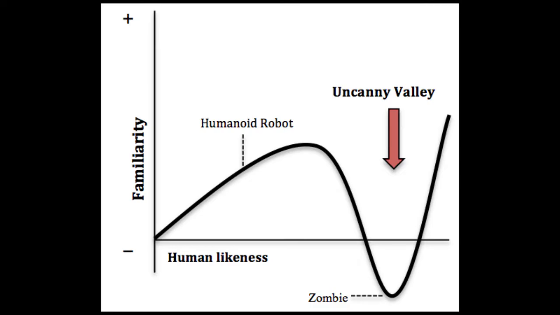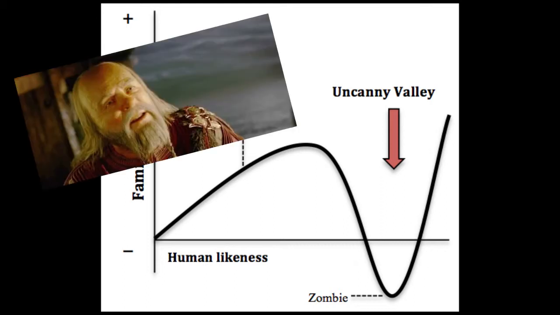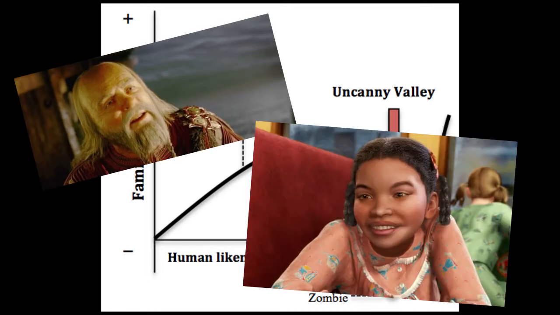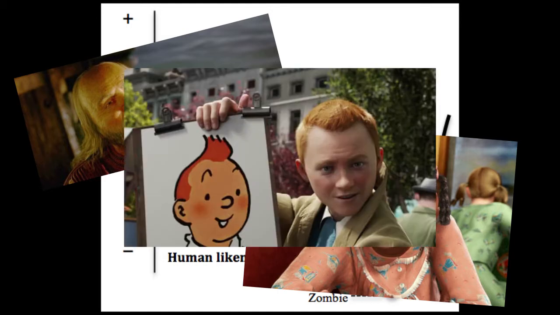The graph shows, as something becomes more and more human-like, the audience reaction increases positively, but then there is a large dip in this positive reaction. This is the uncanny valley. Some examples of this in film are Beowulf, Polar Express, and the CGI Tintin film.